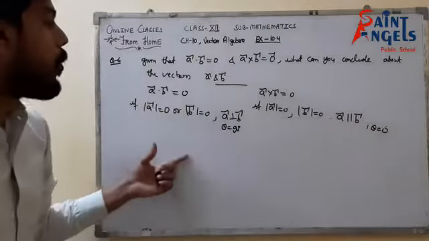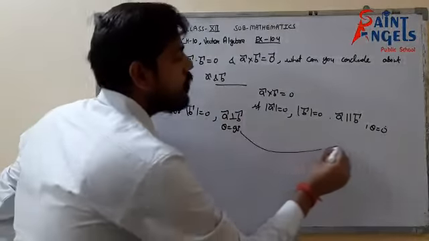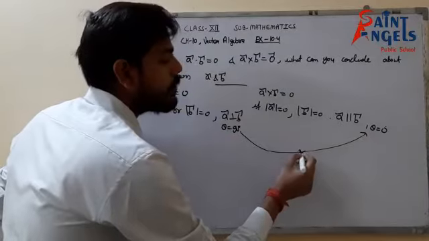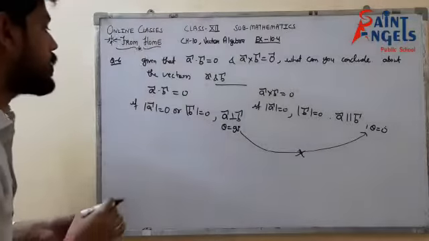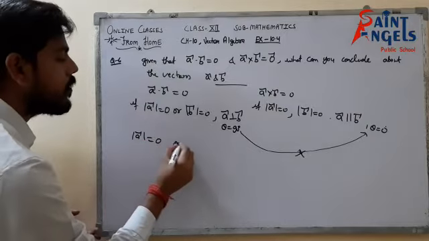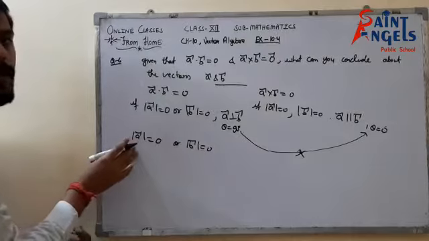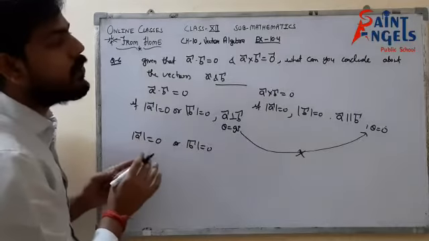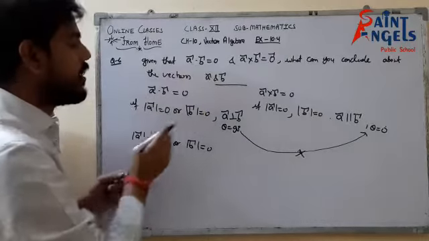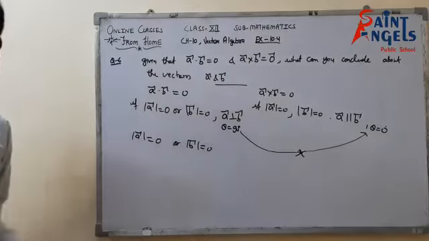So what is common in these two conditions? Theta equal to 90 and 0 cannot happen at the same time, so that is omitted. So what is the common thing? Either vector A is 0 or vector B equals 0. It means magnitude of vector B equals 0 or magnitude of A equals 0. So that is the only thing we can conclude about vectors A and B, that they could be zero vectors. Now please pause the video and note it down.